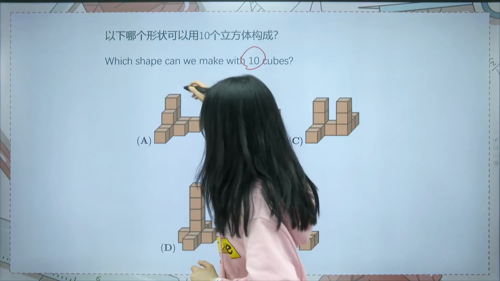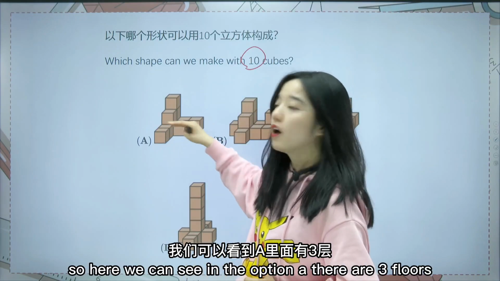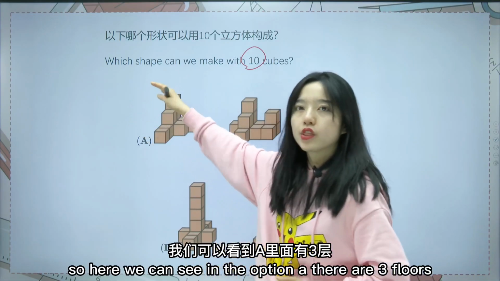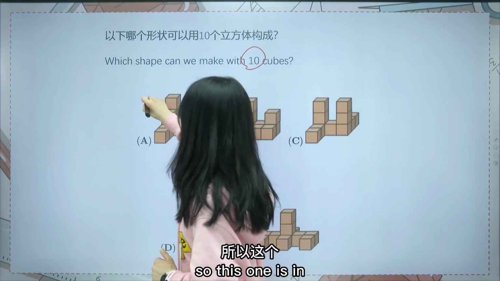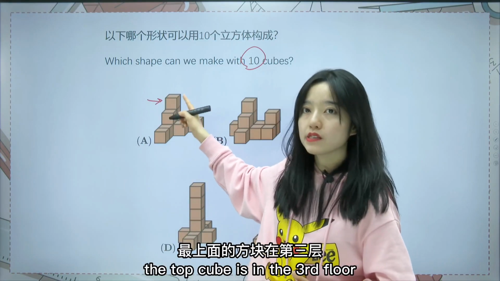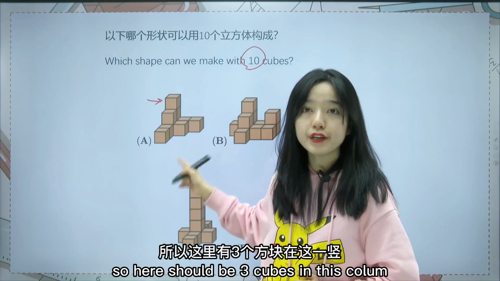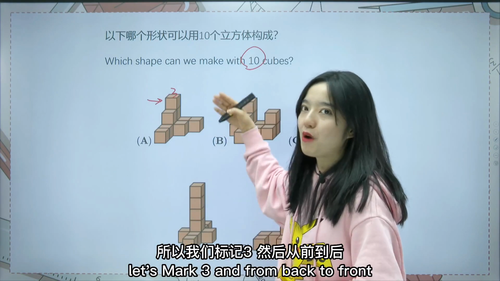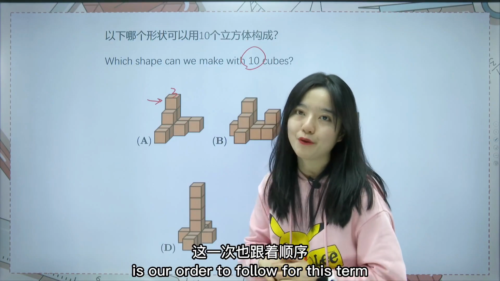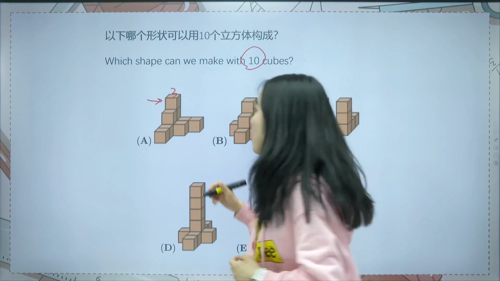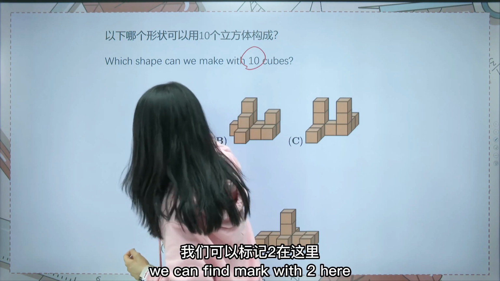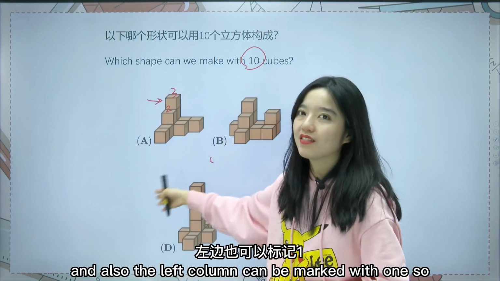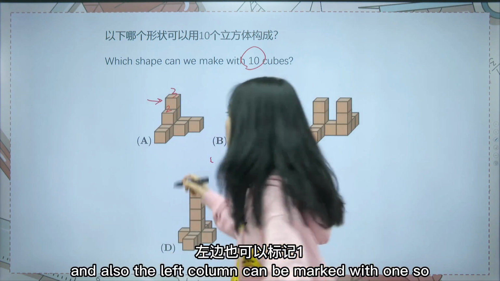Let's mark it. So here we can see in option A there are 3 floors. So the top cube in this one is in the third floor. So here should be 3 cubes in this column. Let's mark 3. And from back to front is our order to follow for this one. We can mark it with 2 here. And also the left column can be marked with 1.